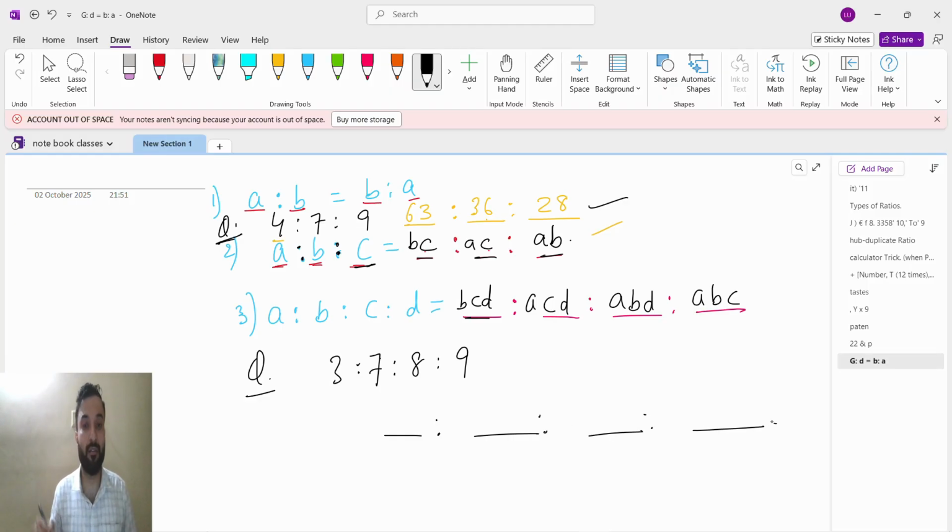You have to comment the answer in the comment box, guys. We will see. Okay, then this is for today's class. In the next class we are going to continue further with the next topic and then we'll solve the problems. I think one or two classes it will take to complete the ratio. In ratio we will solve around 48 to 50 sums.